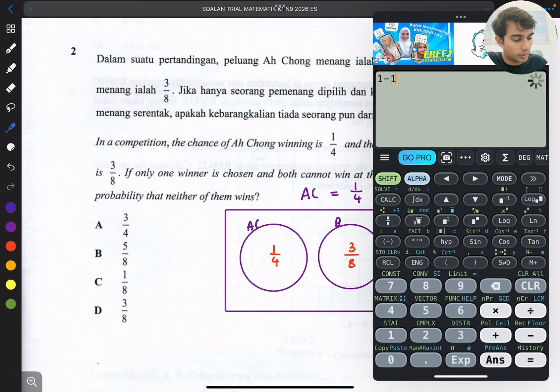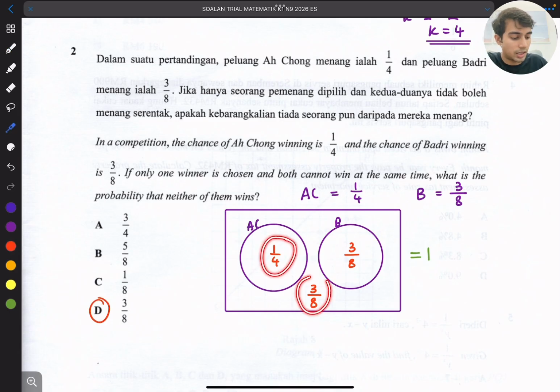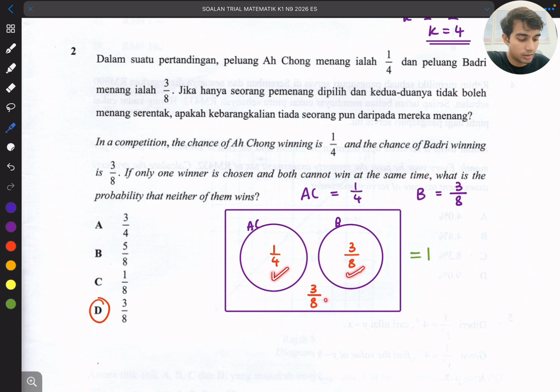So 1 minus 1 over 4 minus 3 over 8. We get 3 over 8. So the probability of neither of them winning will be 3 over 8. D. Okay. So if you add these 3 up, you get 1 now. Because these are all the possible outcomes. Achong winning, Badri winning, none of them win. Done.